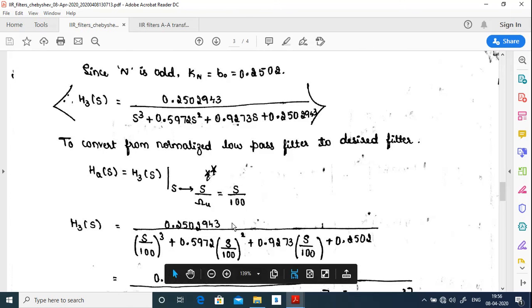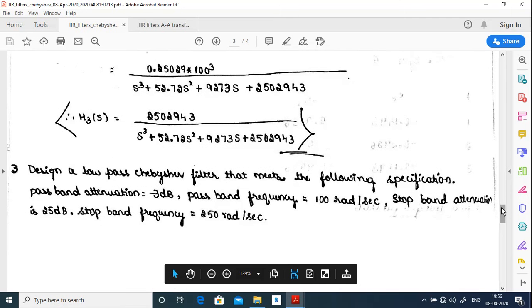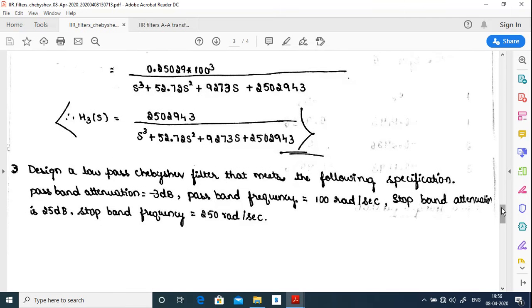So I don't make any change with respect to the numerator. I'll replace S by S by 100 whole cube plus 0.5972 S by 100 whole square. Similarly, 0.9273 S by 100 and this constant. Okay, further simplify that. Finally, you will get back this equation, which is your final answer. Hope you have understood. Now read this question.